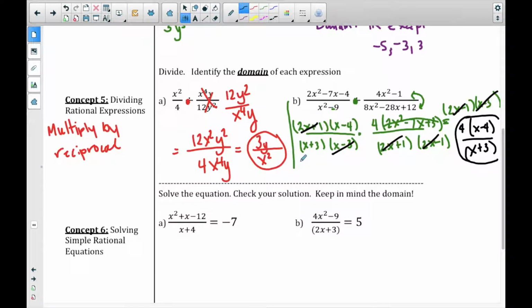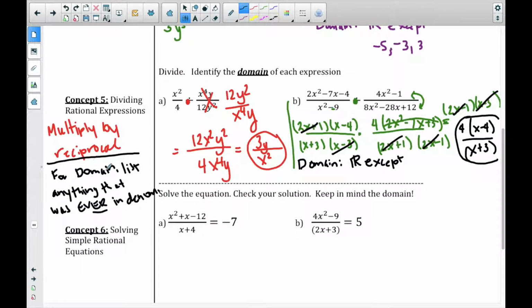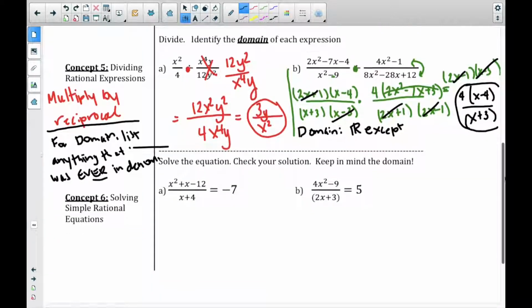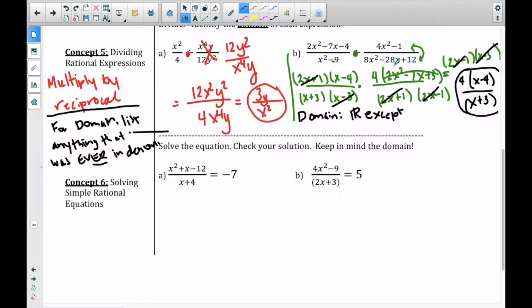Now, I do want to talk about the domain here because the domain is a little bit different. For the domain, you might write this down over in the margin. For the domain, when you are doing division, you have to list anything that was ever in the denominator. In other words, it could have been in the denominator before the flip, or it could have been in the denominator after the flip. Everything has to go into that list on your exceptions on your domain.